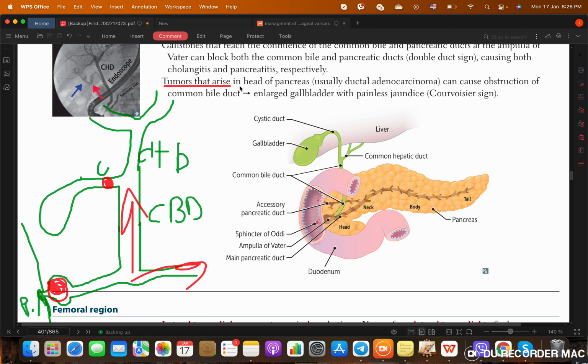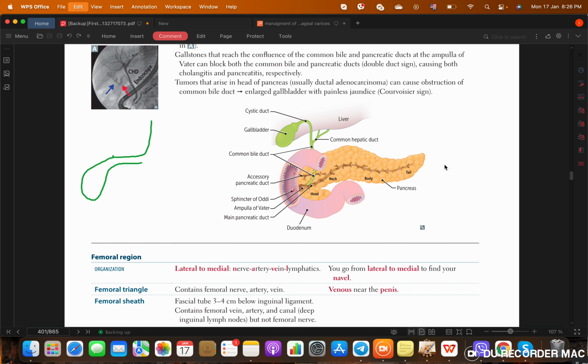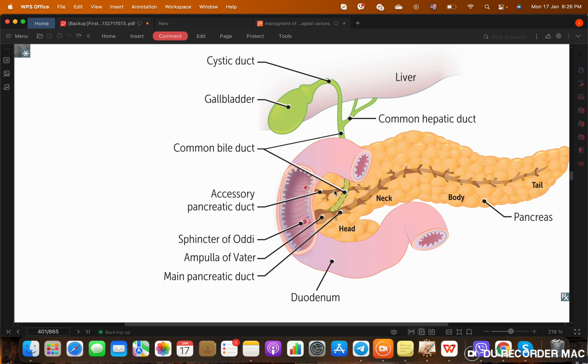Christmas gift. So the tumor that arises from the head of the pancreas, usually a ductal adenocarcinoma, can obstruct the common bile duct. This is important. Enlarged gallbladder with painless jaundice: Courvoisier sign. Why is it painless? This is super high yield. Guys, does cancer grow quickly or slowly? Super slow.